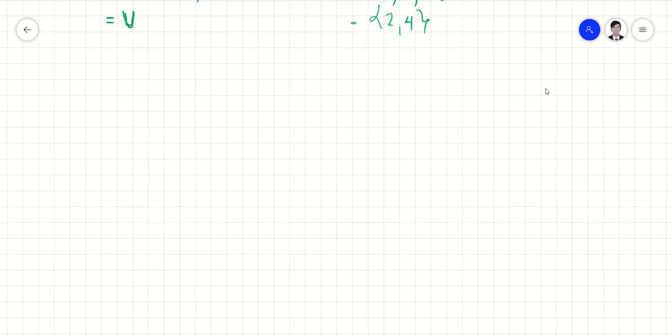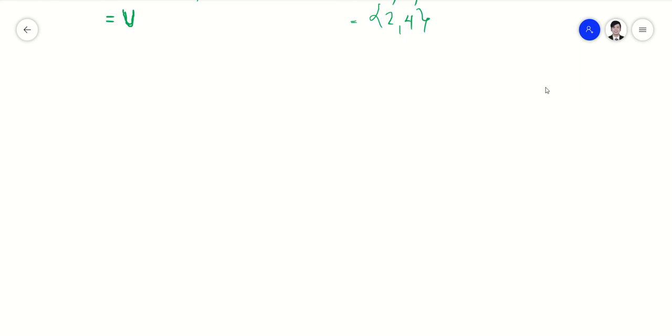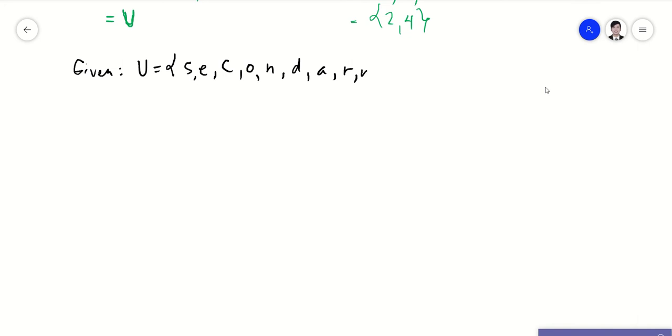Okay, let's have the last set of examples. For example, if the given is, what if the universal set, we have S, E, C, O, N, D, A, R, Y, and then you have set A. Remember, set A is a subset of the universal set, so we can come up with N, E, R, and D. So if you notice, it's like an application of English.